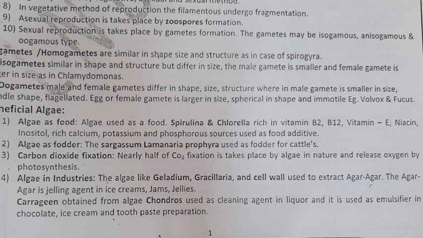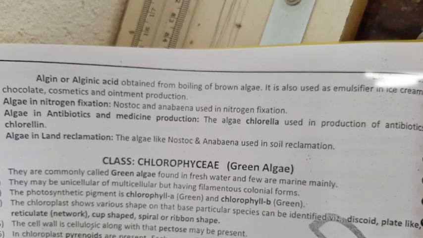This is the emulsification process in the case of chocolates, ice cream and toothpaste preparations. Okay, the next economic importance of algae is algin or alginic acid, obtained from the boiling of brown algae, that is Phaeophyceae. It is used as an emulsifier in ice creams, chocolates, cosmetics and ointment production.